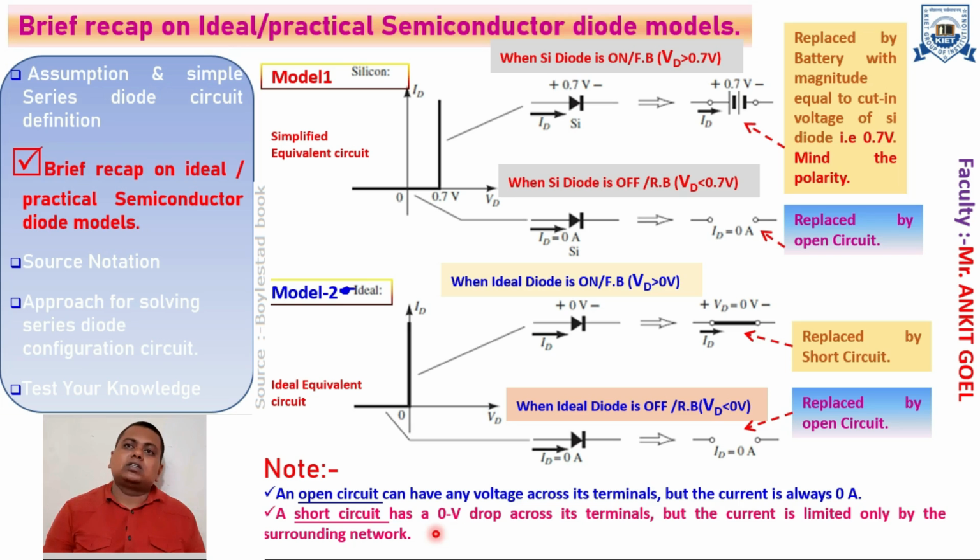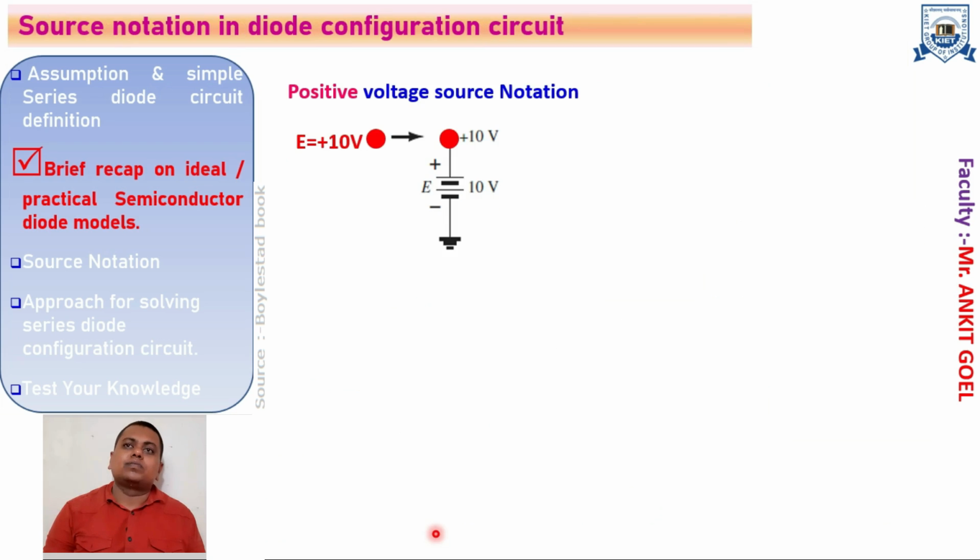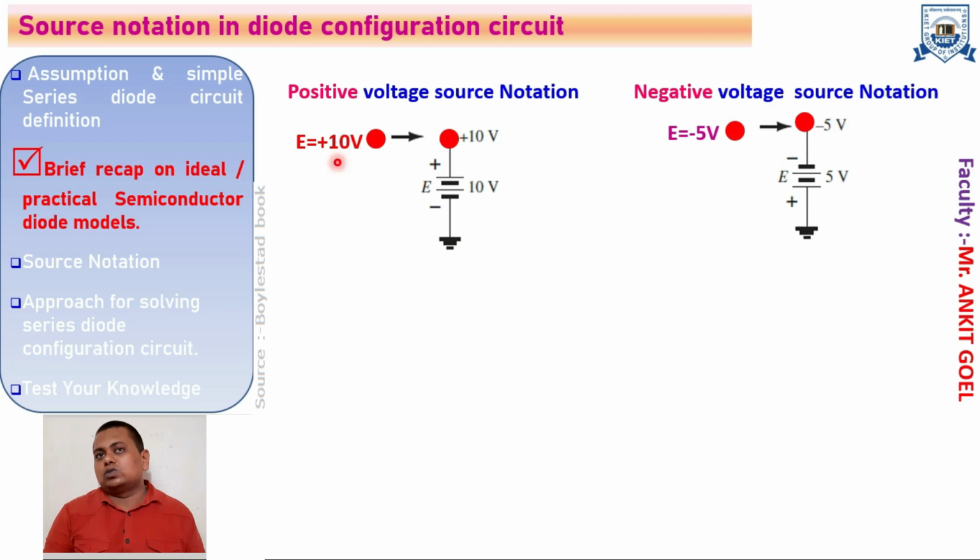Right. So next we will start with the source notation. We have two sources, the positive voltage source and the negative voltage source. Here you can see that a voltage source of 10 volt can be represented by the simple dot notation E equals plus 10 volt, and a negative voltage source is noted by minus 5 volt, in which the positive terminal is connected to the ground and the minus terminal is connected to the network.